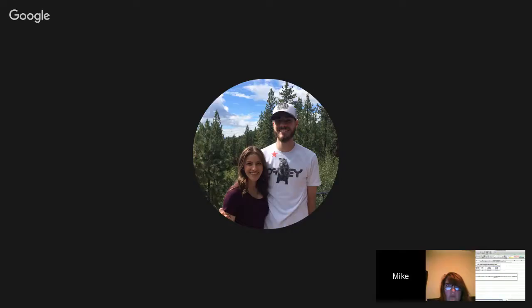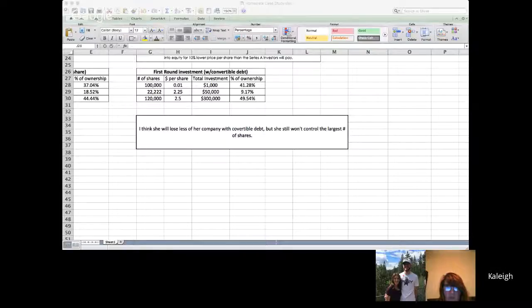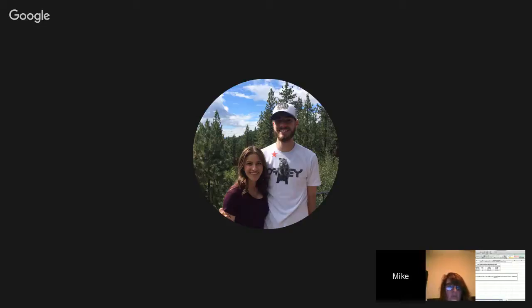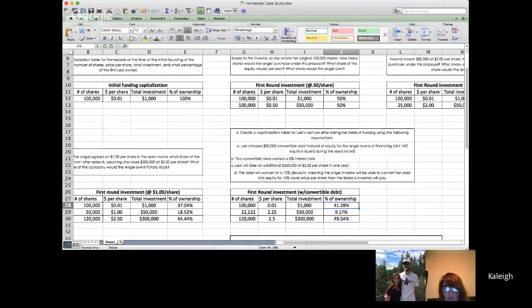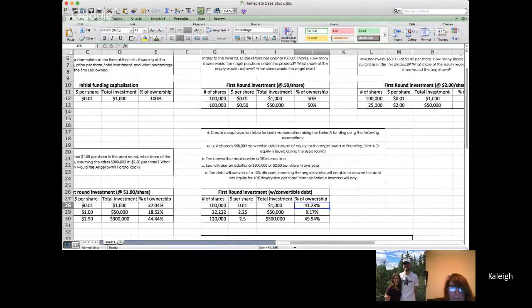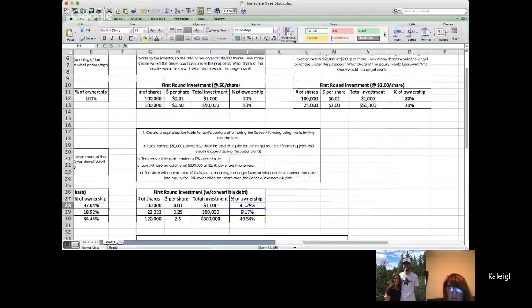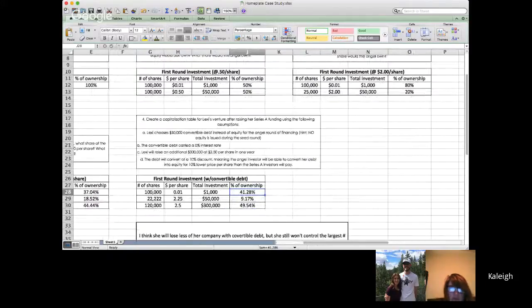So it said one of the options was to sell shares to the angel at 50 cents a share, sell shares to the angel at $2 a share, raise 300,000 at $250 a share, or utilize convertible debt. So 50 cents a share would give her 50% ownership. $2 a share would give her 80% ownership. Yeah, that's what confuses me. I don't know.